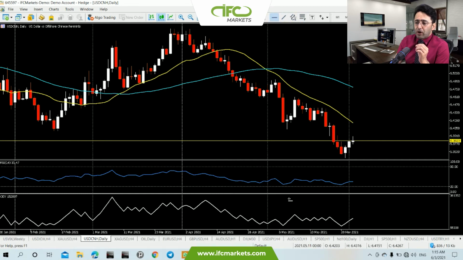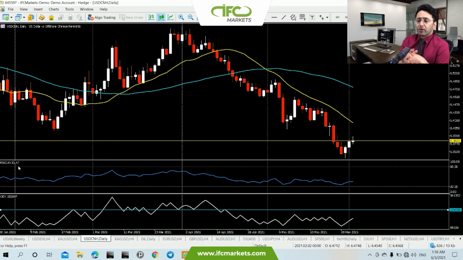Your price is under your OBV trend line, and your RSI is lower than 50 and especially lower than 45. It means that your trend is getting support from the market volume. The market volume is low, and RSI helps you to tell that in a downtrend, especially when it's lower than 45, your downtrend has enough power to continue its way.